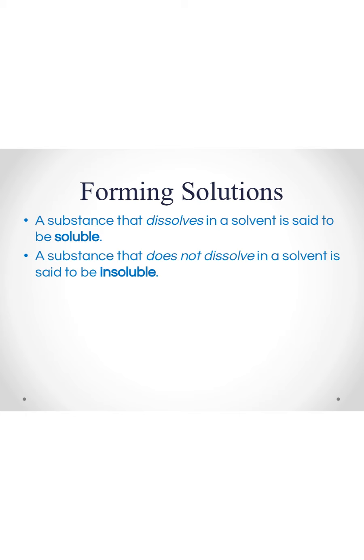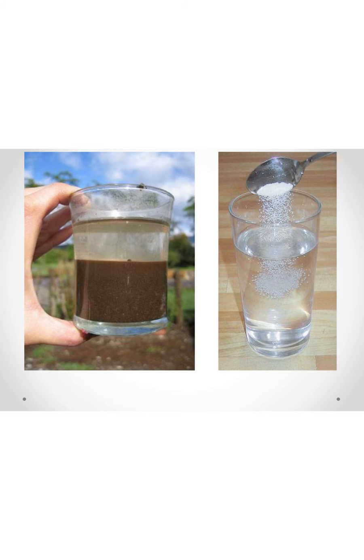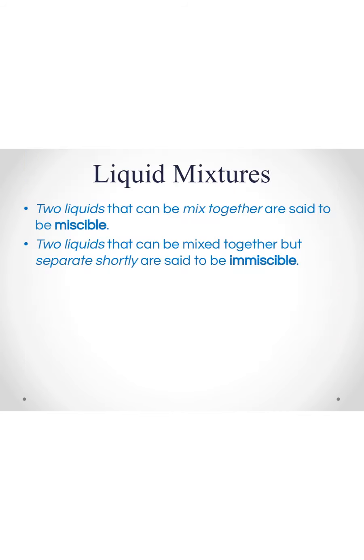Okay, so once again, how do you make a solution? You dissolve a solute in a solvent. If it's able to dissolve and it blends very, very well, we call that soluble. But if it does not dissolve, we call that insoluble. So sand is insoluble in water, but salt or sugar is soluble in water. Okay, so here's just an example of insoluble, mud and water, and then soluble, salt and water.